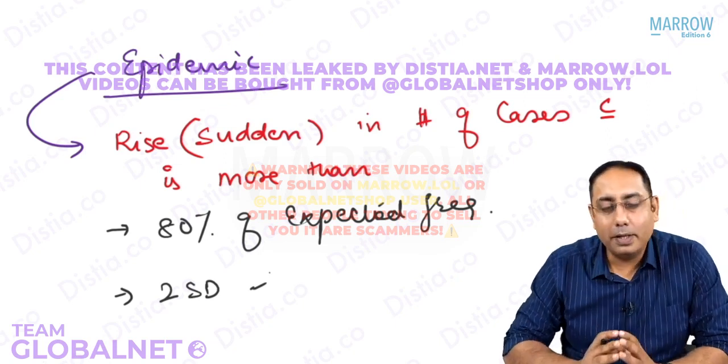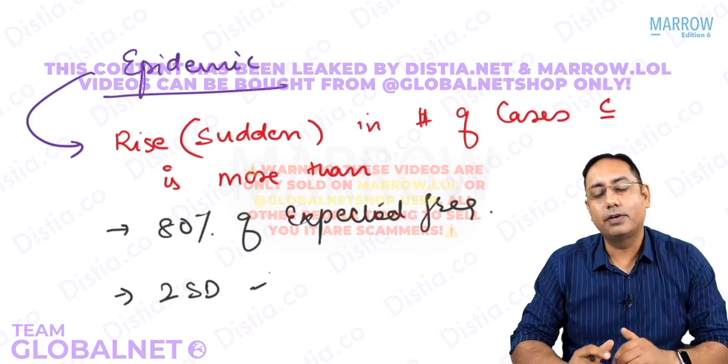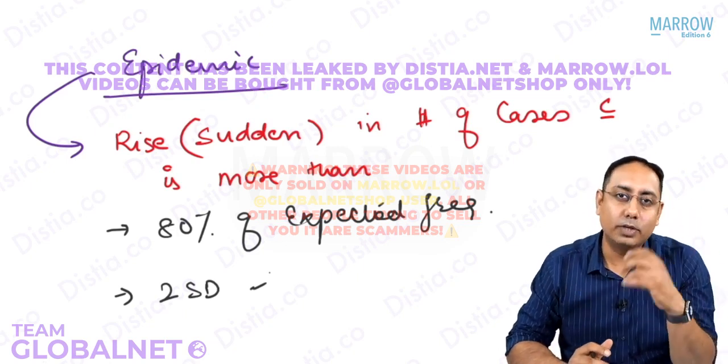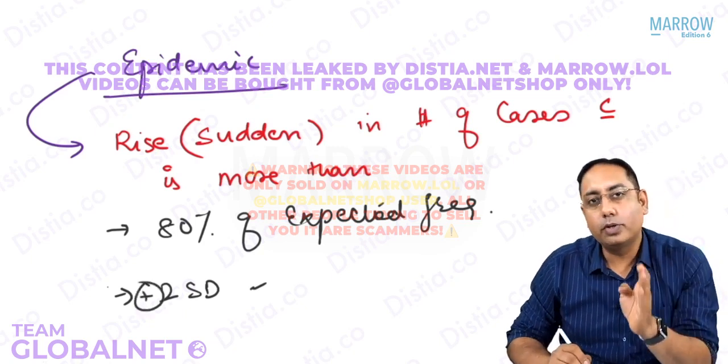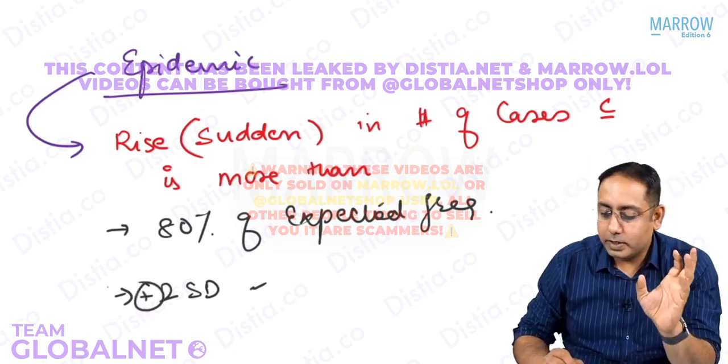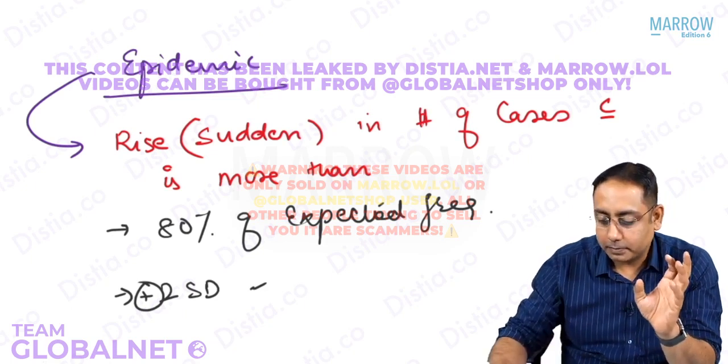So what do you mean by epidemic? Please note that epidemic is any sudden rise in increase in number of cases which is more than 2 SD, that is plus 2 SD, right? Or which is more than 80% of the expected frequency, that is what we label as epidemic.